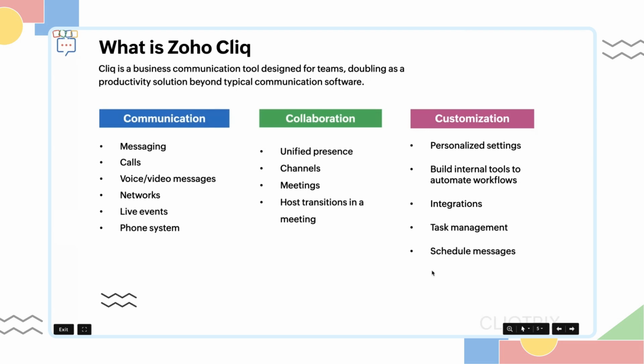When it comes to customization, Cliq can be tailored to fit your team's needs. You can personalize your settings, create internal tools to automate your tasks, which we are going to see in detail, integrate other apps, and even schedule messages. This flexibility makes sure that Cliq teams work smarter and stay organized. So, with these three pillars, that is the three C's, Cliq creates a powerful environment for both structured and flexible teamwork.